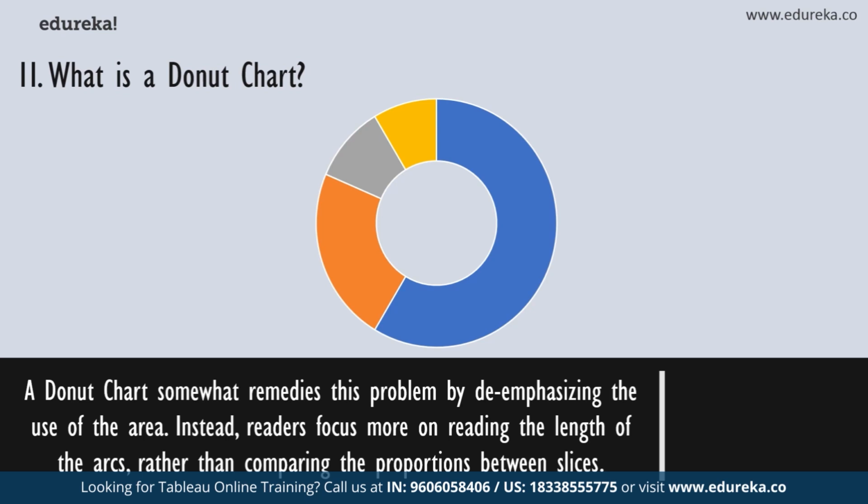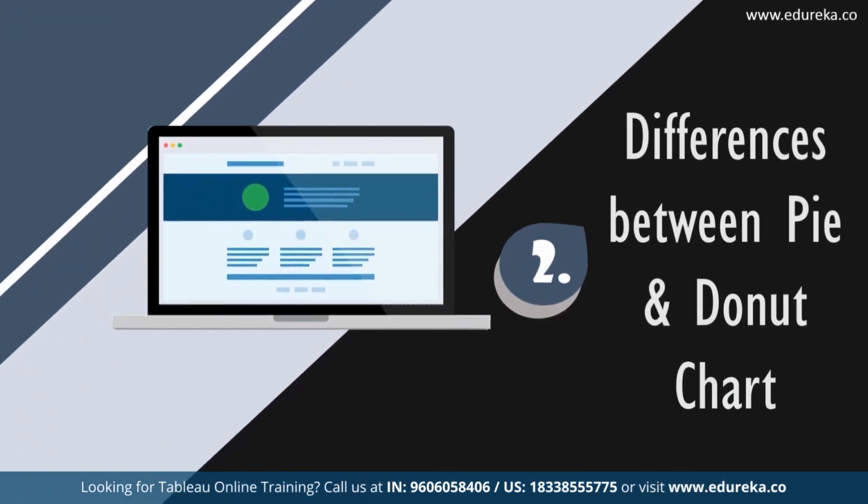But what we need to understand about the donut chart, or rather both of these charts, is what brings about this stark difference in performance. In one word, the answer is perception. So let's go ahead and discover what is the difference between a pie chart and a donut chart.